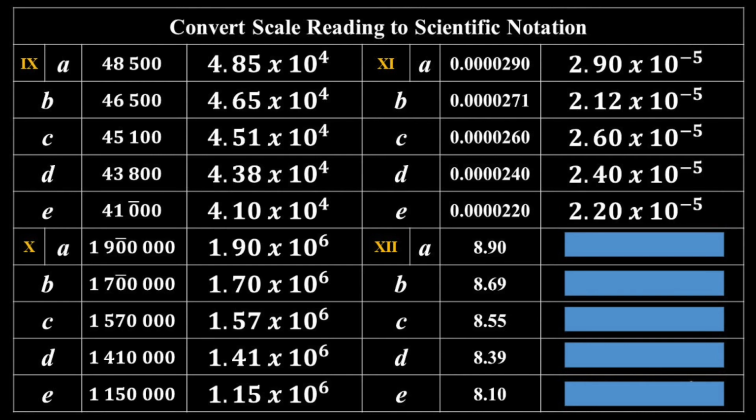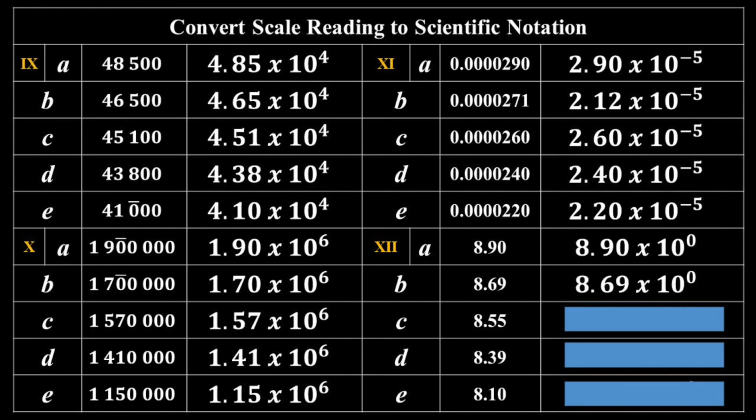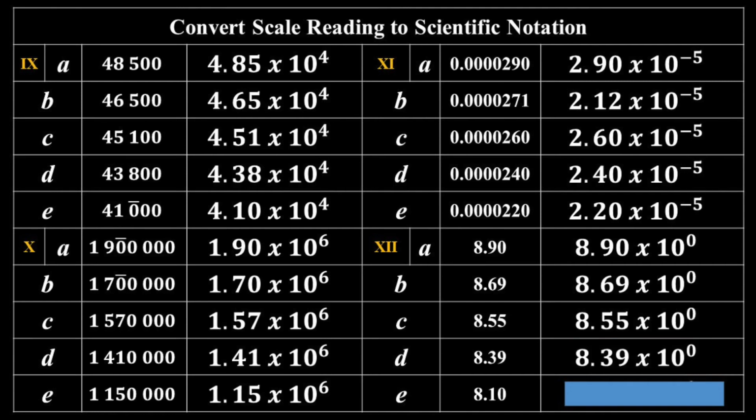So that's it. So you should see a pattern relative to the values and be able to see how all of them are either 10 to the 4th or 10 to the 6th or 10 to the negative 5th, etc.